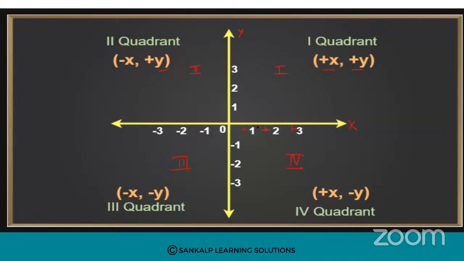So the first quadrant contains positive x and positive y. The second quadrant contains minus x, meaning negative x, and positive y. The third quadrant contains negative x and negative y. And the fourth quadrant contains positive x and negative y.